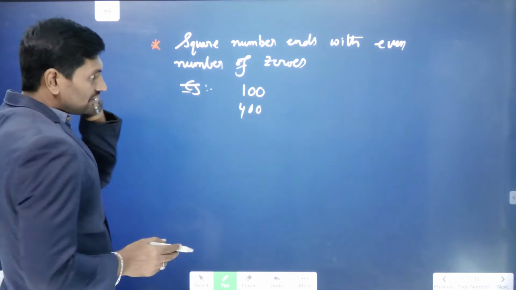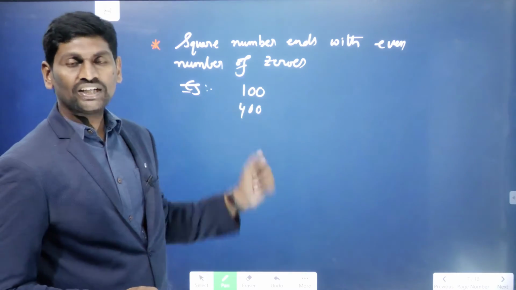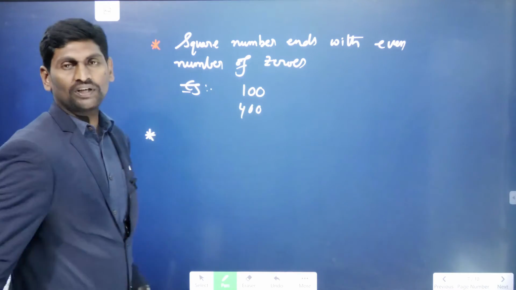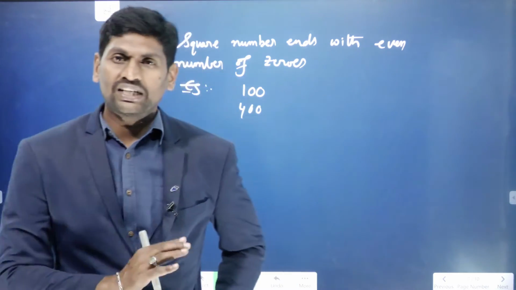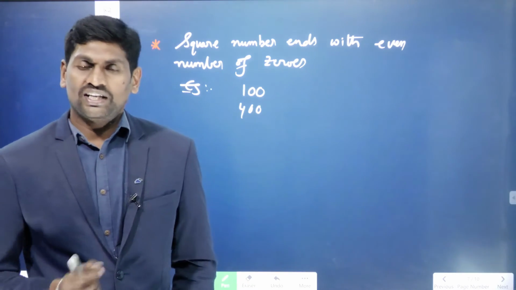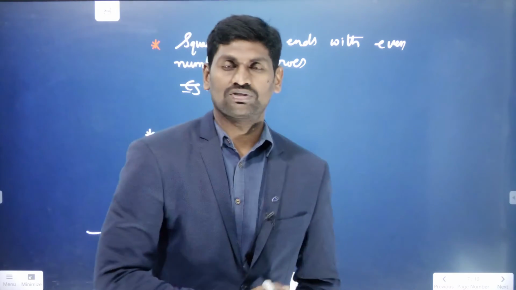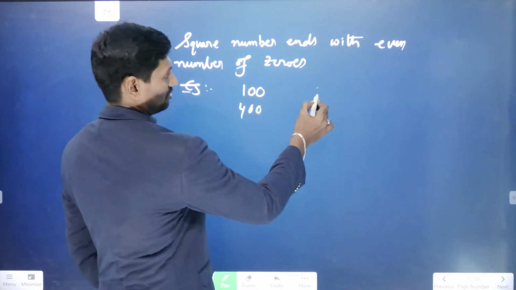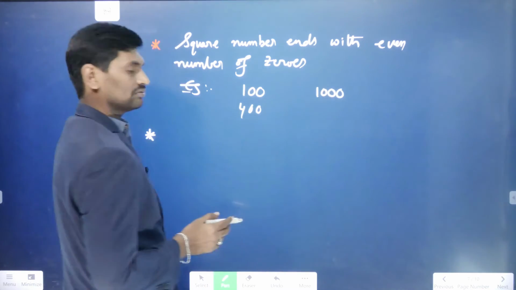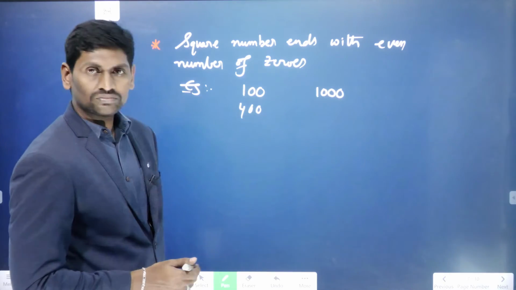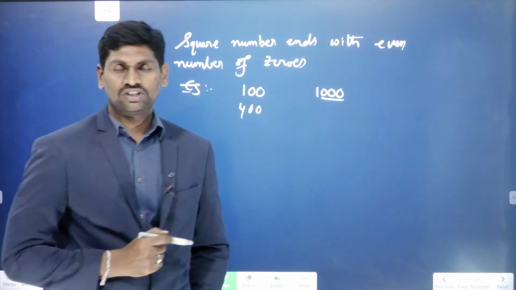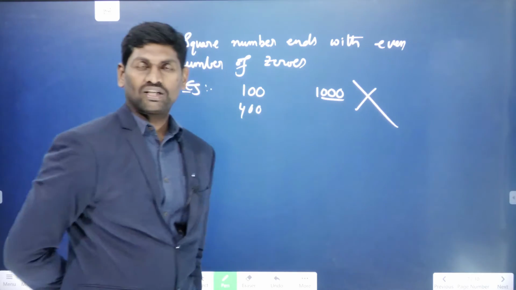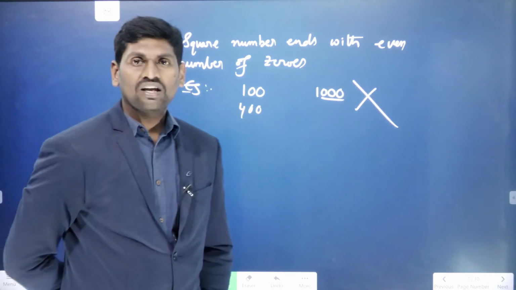Okay? So these are the two main important properties. First one, a square number does not end with 2, 3, 7, 8, and a square number always ends with an even number of zeros. What about 1000? 3 zeros are there now. No need to check whether it is a square or not. It's definitely not a square number.